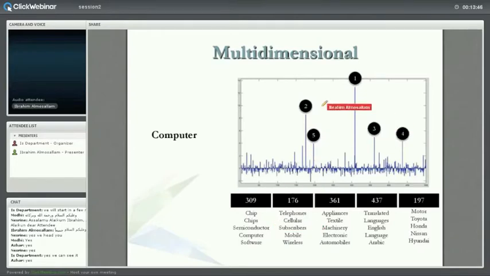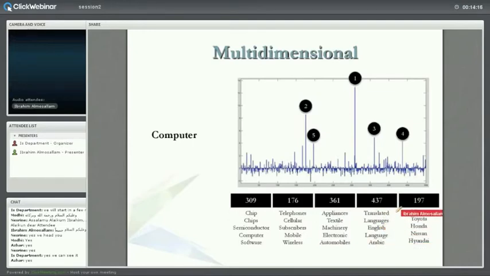and so on. The second highest feature in the word computer was feature number 176. And the top words in feature 176 were telephone, cellular, subscribers, mobile, wireless. So obviously this feature has to do with the telecommunicationness or the mobileness of the word computer. The third was appliance, textile, machinery, electronic, automobiles. The fourth was translated languages, English, language, Arabic.